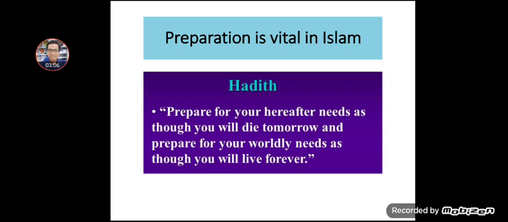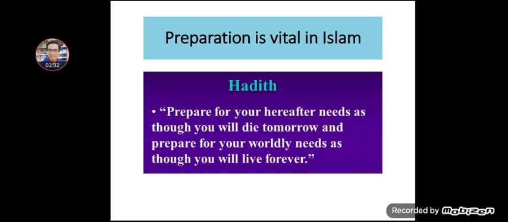So in Islam, preparation is so important. As said by Rasulullah sallallahu alaihi wasallam in one of his hadith, prepare for your hereafter needs as though you will die tomorrow, and prepare for your worldly needs as though you will live forever.